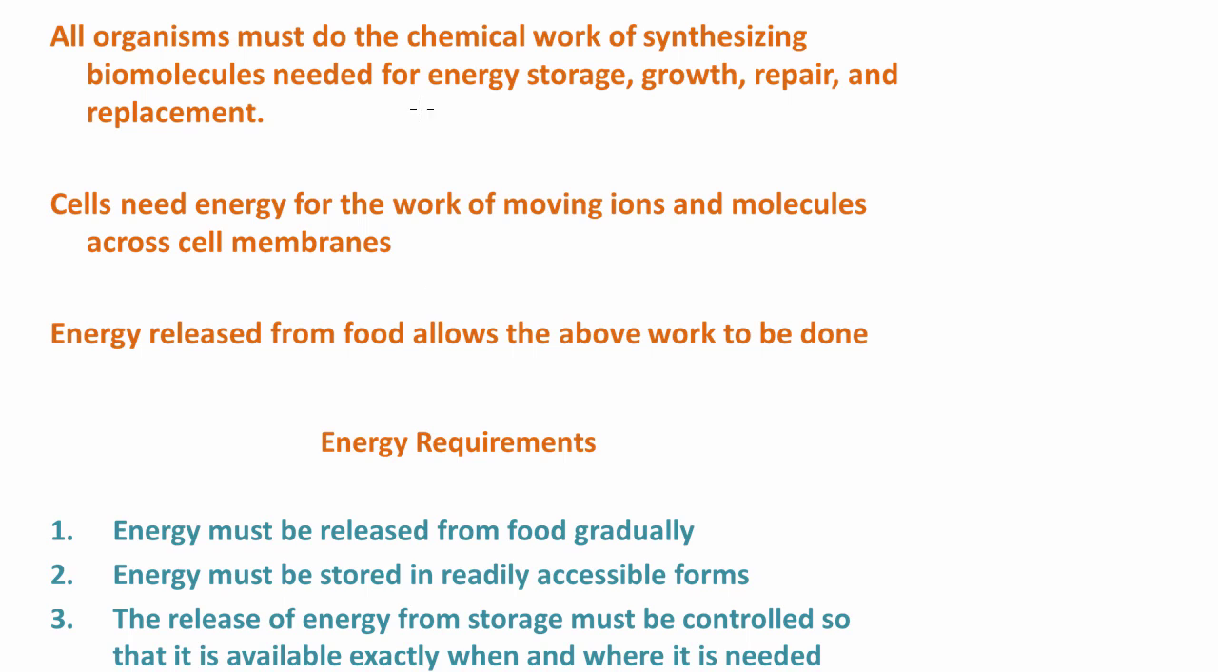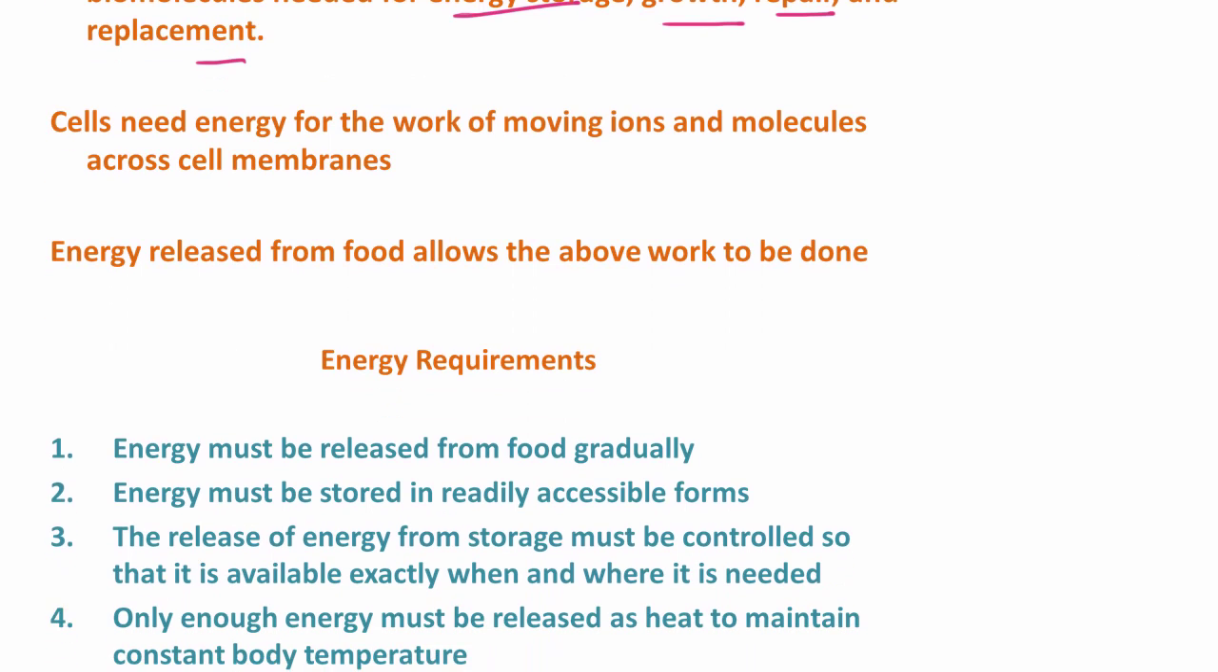We all know that living organisms must do chemical work. And what is that chemical work? Well, we have to synthesize biomolecules that are needed for energy storage, growth, repair, and replacement. Cells need energy in order to move ions and molecules across cell membranes. Remember, we need to get nutrients into the cell and waste out of the cell. So the energy that's released from food will allow the above work to be done.